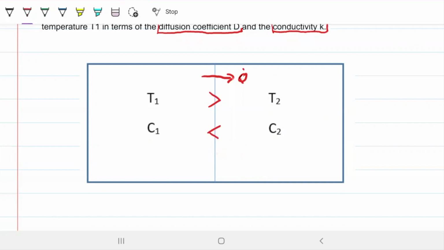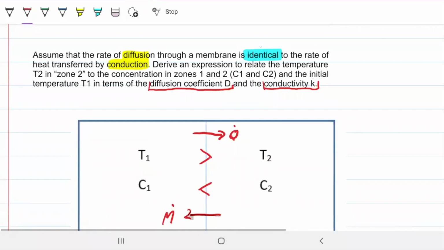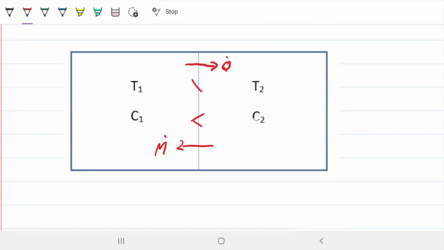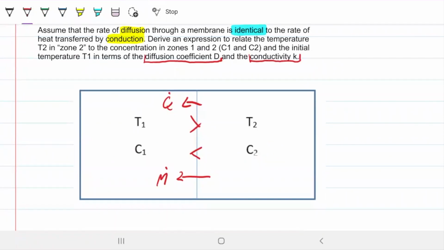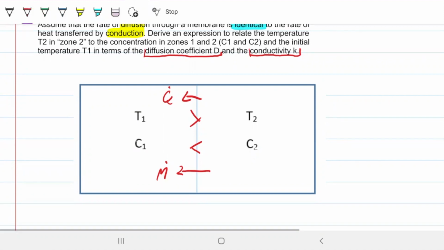So our mass flow is this, and if my T2 is greater, then the same thing happens with my Q. Right? So we don't know which one is greater than the other one. We don't really care. What we're trying to do is relate the two things as equal. And we know that conduction takes place through Fourier's law, and diffusion takes place through Fick's law. So let's write them down.